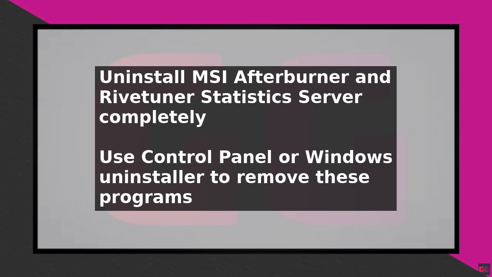If closing these programs does not work, try uninstalling them completely. To do this, go to the Control Panel and click on Programs and Features. Find MSI Afterburner and Rivatuner Statistics Server in the list of installed programs. Click on each one and select Uninstall.